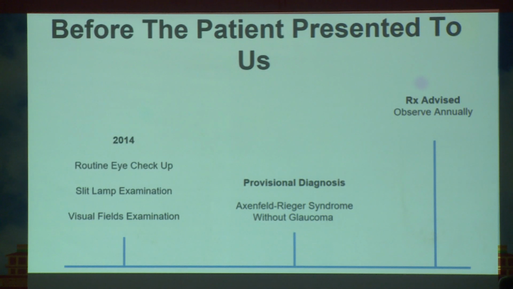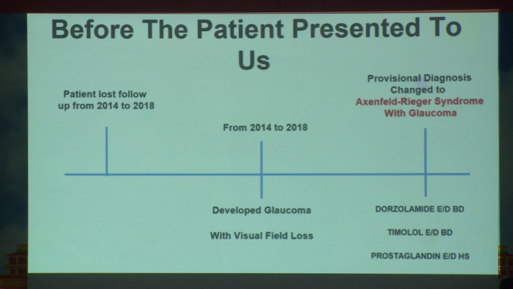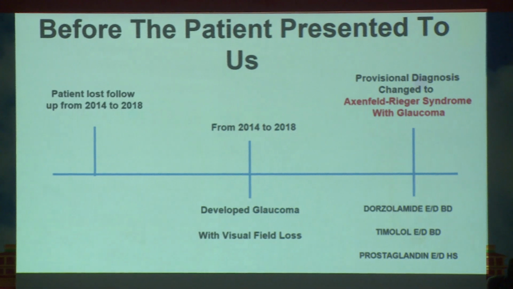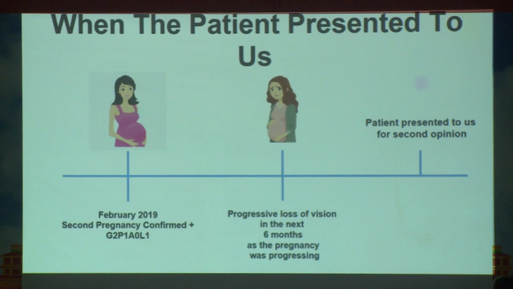So the history goes back to 2014. She was going for a routine checkup. She was diagnosed with Axenfeld-Rieger syndrome elsewhere without glaucoma, and was told to come for an annual checkup. In 2014, this was her visual fields, and between 14 and 18, she lost follow-up, she developed glaucoma, and the provisional diagnosis was changed to Axenfeld-Rieger syndrome. She was started on treatment, and then again she had a superior arcuate scotoma, and then she again lost follow-up. So this is when she came to us.